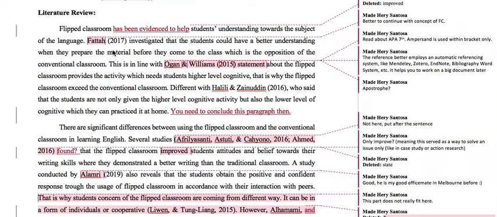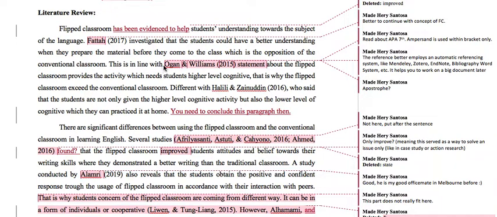Now with this one, Fatah here, I think before you talk about the study done by Fatah, for example, I suggest you talk about the concept of flipped classroom first, because people might not know what flipped classroom actually is. So insert the concept here, and after that I think it is okay to state that this kind of topic has been studied by many, and some of them include Fatah, who studied this, and then Organ and Williams studied that, and also Halili, and so on.